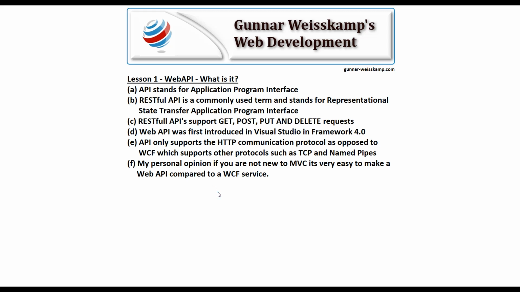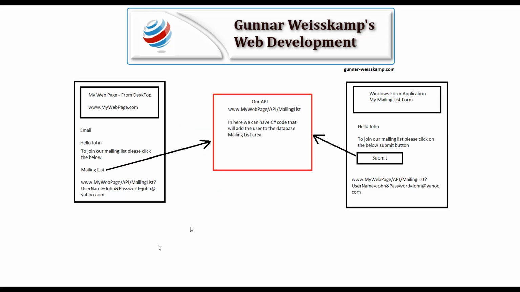I've created a little diagram here to give across how a Web API works. On our left side here, we've got a web page, just a website, www.mywebpage.com, and it's coming from a desktop. In this web page, this is going to be a simple email area. Somebody's been sent an email, it's in their email account, and it's saying to join our mailing list, please click below.